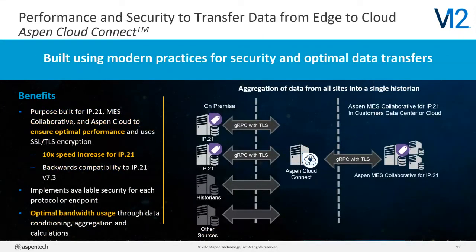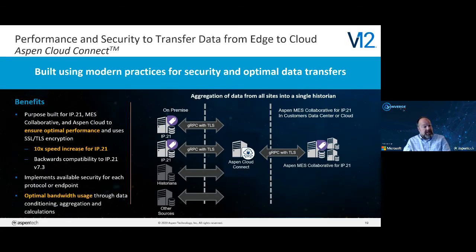And then, we talk about this being purpose-built for IP21 and the collaborative. When we say that, to ensure optimal performance and to use encryption, we're talking about a 10 times speed increase for IP21 data access. For those of you who are familiar with previous versions of our Cloud Connect, V12 is 10 times more performant for IP21 connectivity. And we now have what we call this gRPC wrapper with TLS encryption on it to help us achieve this multi-site transfer up into the enterprise.